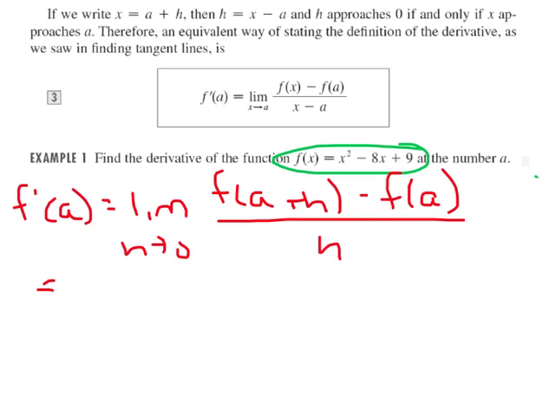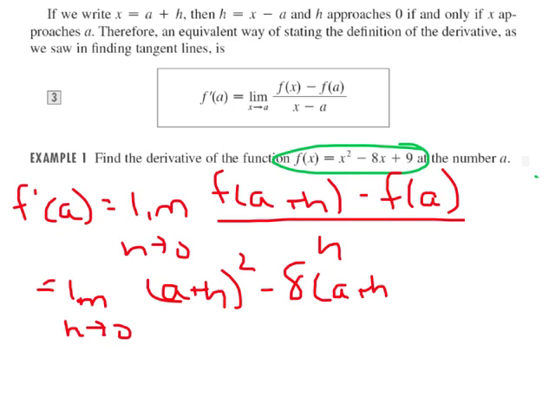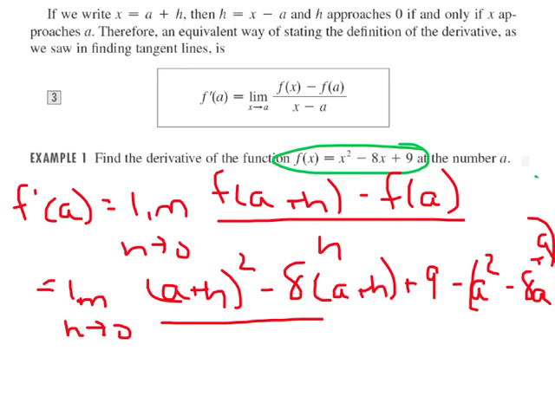So f of a plus h is going to give me negative a plus h quantity squared minus 8 times a plus h plus 9. Now, f of a is going to give me negative a squared minus 8a plus 9. And this is all over h.